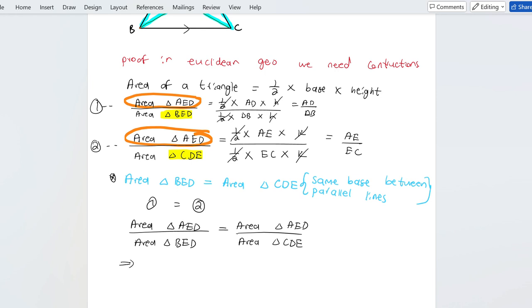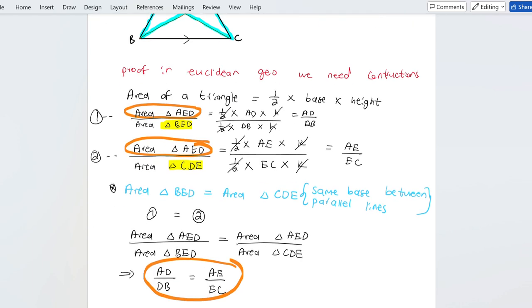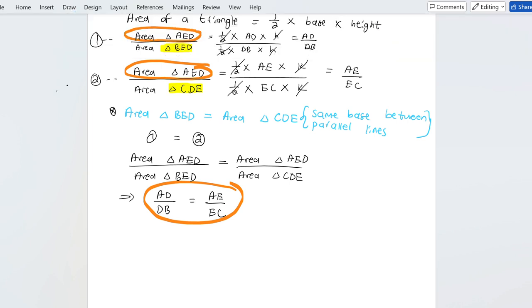Now, this implies that, what is this ratio? AED over BED. It's equal to AD over DB. And what is this ratio? AED over CDE. It's equal to AE over AC. Now, we have reached this conclusion here. And it looks like exactly what we were required to prove: that AD over DB is equal to AE over AC. Now, this result is what we call the proportionality theorem.